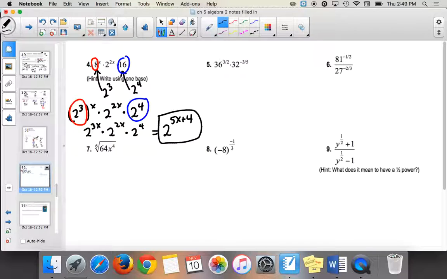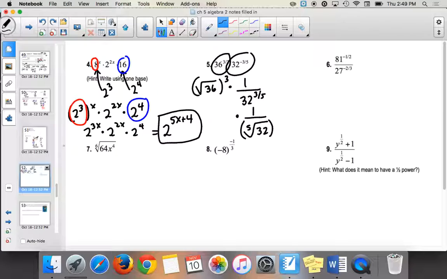So 36 and 32 cannot be written with the same bases. 36 is 6 times 6, and 32 is 2 times 2 times 2 times 2 times 2. Okay, but 6 can't break down into 2s, right? So let's just do one thing at a time. So if I do 36 to the 3 over 2, that is the square root of 36 cubed. And then the 32 to the negative 3/5, let's take care of that negative first. It's 1 over 32 to the positive 3/5, which is going to be 1 over the 5th root of 32 cubed.